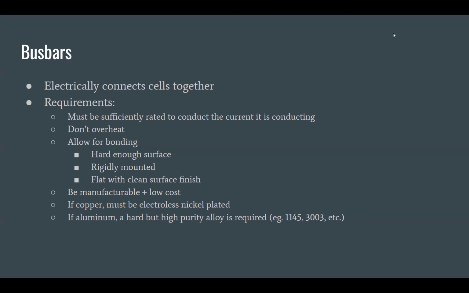The strong recommendation is that you would move over to something like aluminum, which, like I mentioned earlier, you would want to be a very high purity alloy, so something that's as conductive as aluminum can get, but also has the surface hardness that you need for effective bonding.